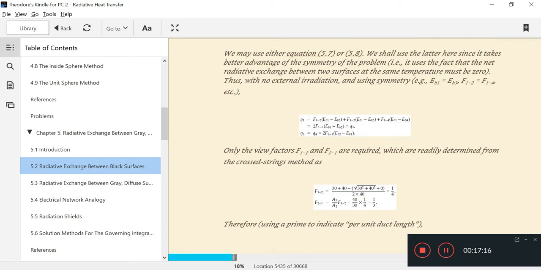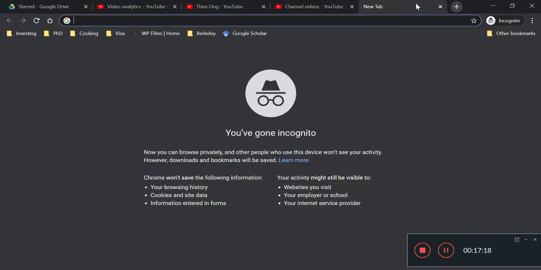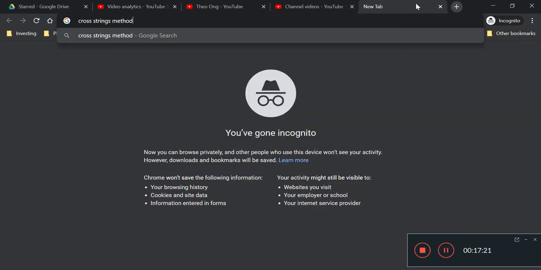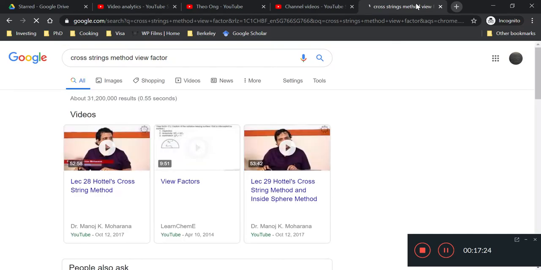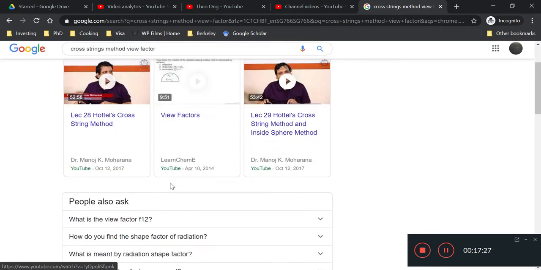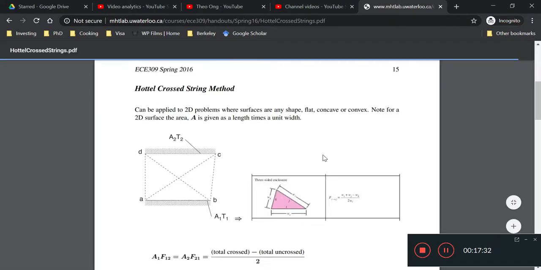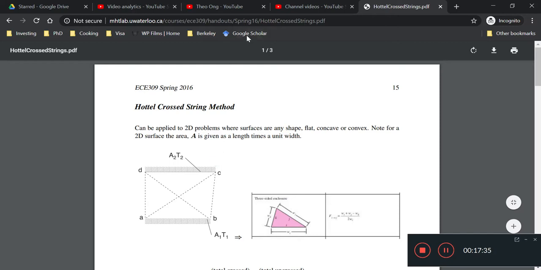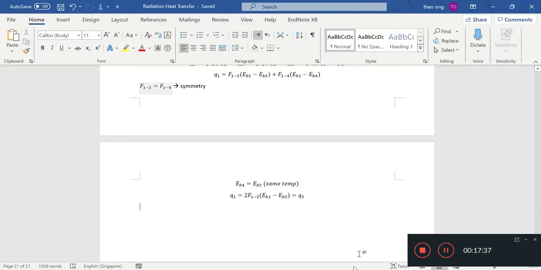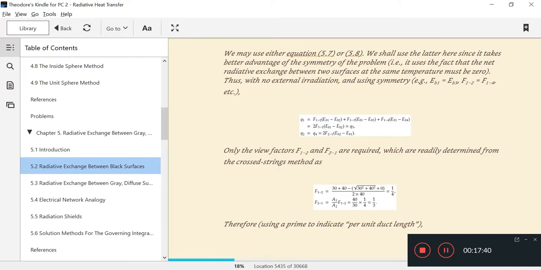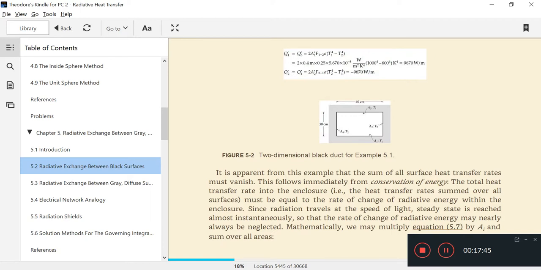Maybe I'll just see whether I can find something online. Cross strings method view factor. Hottel's cross strings method. Okay, I'll just put this in the link below, just in case you're interested in what the cross strings method is. I'm not going to go through it. If you want me to go through it, you can leave a comment, and if I have time, I'll go through it.